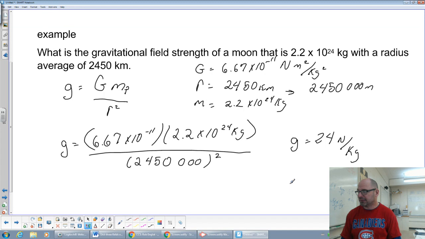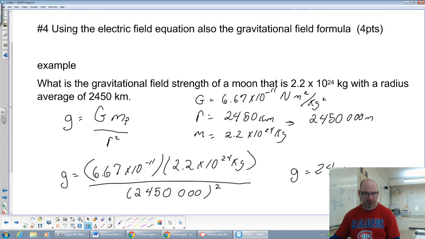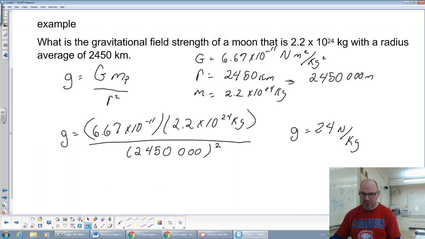Okay, so that is an example of field strength. We'll also have one of the electric field in there as well, so don't forget what the electric field one is, and that will be on the exam as well. So let's go on to number 5.